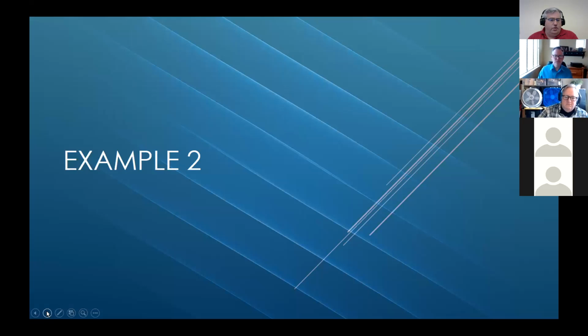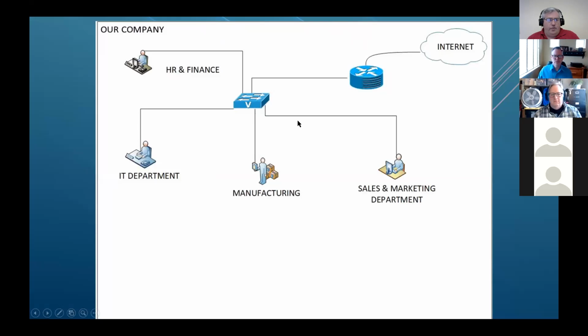So next scenario, we have a company. We got a finance department, IT department, manufacturing area, sales and marketing. They all talk to a switch, and they're all on different networks, and they have a router that will make decisions based on what IP address they have, as far as who can talk to what. And then we have a line out to the internet.